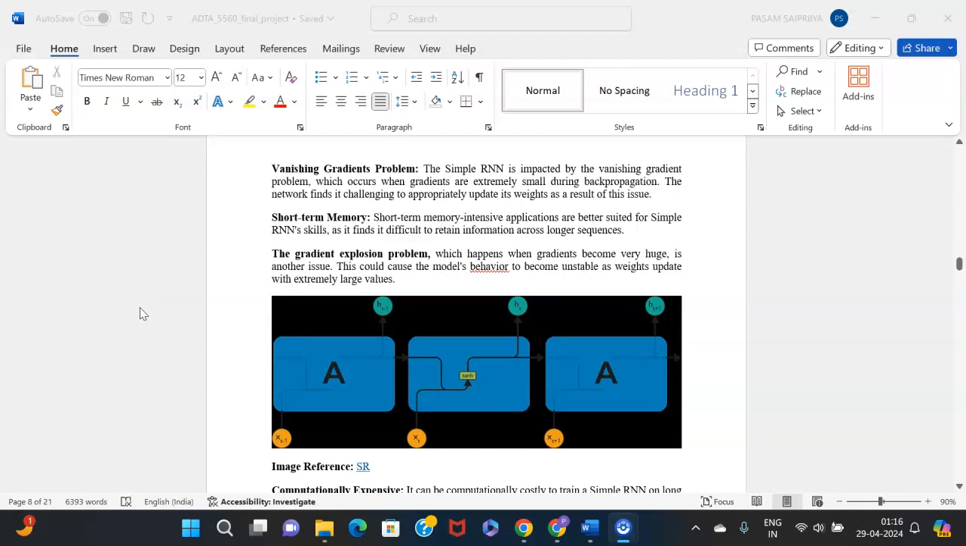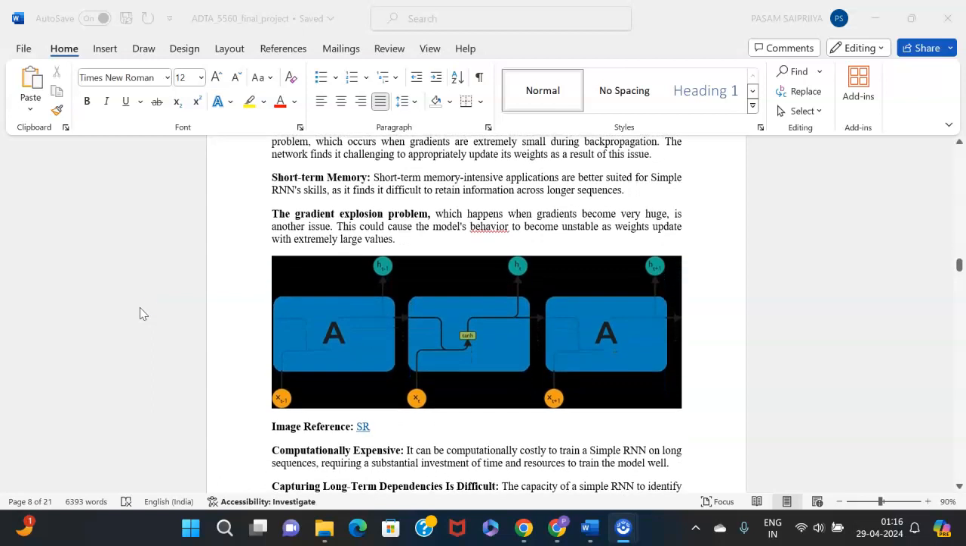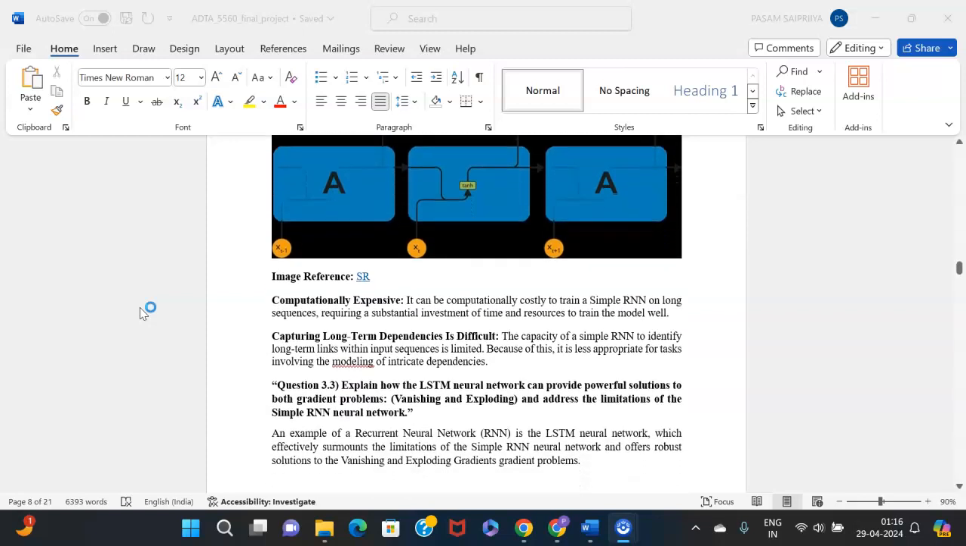Short-term memory. Simple RNNs are better suited for short-term memory applications, as they find it difficult to retain information across longer sequences. The gradient explosion problem, which happens when gradients become very huge, is another issue. This could cause the model's behavior to become unstable as weights update with extremely large values.